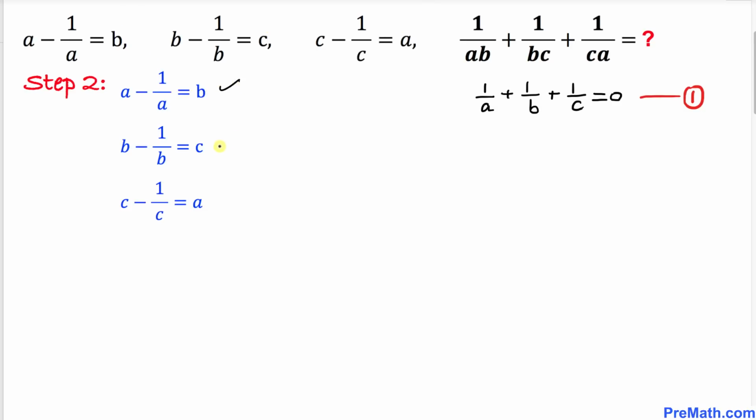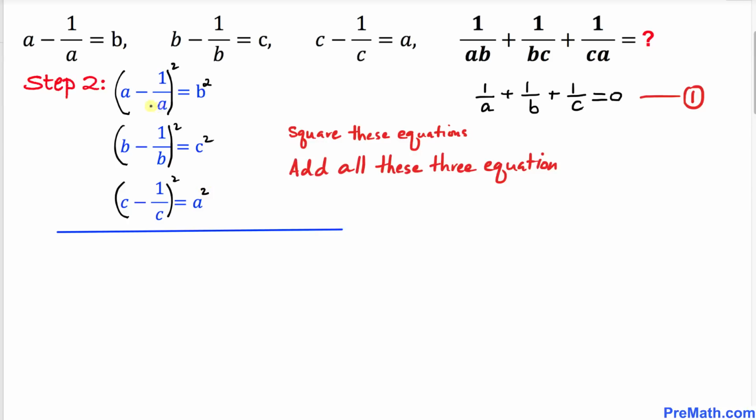Here I have copied down all these equations. Now let's take the square of all these equations on both sides. Square of this on the left hand side, and this square on the right hand side. Likewise, this square equals C square, and likewise this square equals A square. Now let's add all these equations. So the left hand side is going to be A minus 1 over A whole square plus B minus 1 over B whole square plus C minus 1 over C whole square equals, on the right hand side, B square plus C square plus A square.